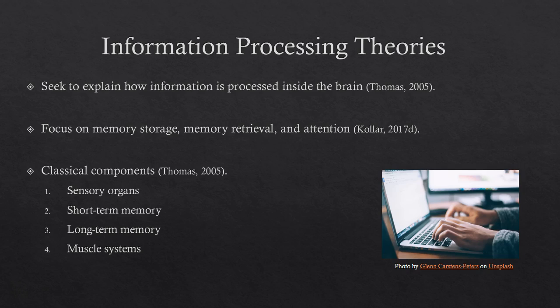There are several classical components in all information processing theories. You've got your sensory organs, your eyes, your ears, your sense of touch, those things to receive information through external stimuli. Your short-term memory is where information is initially coded and processed. And then from there, your brain decides what it's going to do with it. It's going to keep the information, and if it does, it puts it in your long-term memory, where it's stored indefinitely. And then usually muscle systems are included as some part of the component system for an information processing theory to perform motor acts as needed for reaction to information.